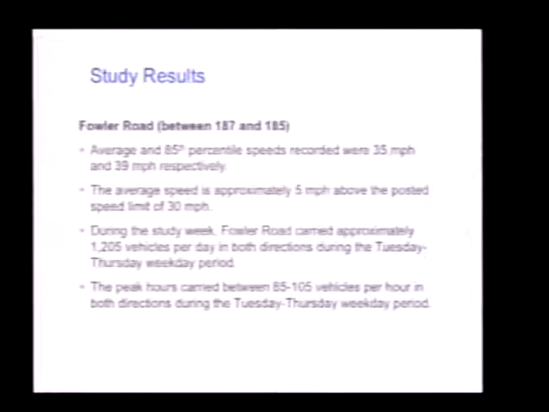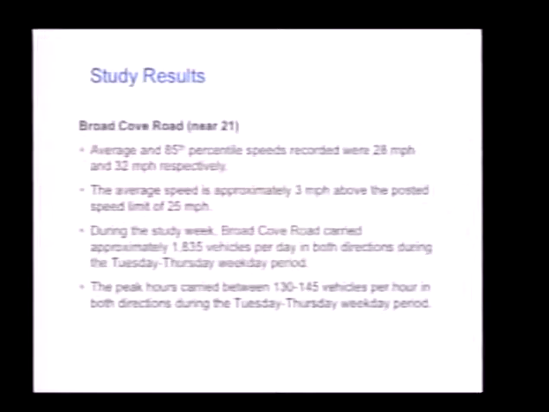Fowler Road, 35 miles per hour and 39 miles per hour for the average and 85th percentile. The average speed is approximately 5 miles per hour above the posted speed, and approximately 1,205 vehicles per day, again, combined both directions. And the peak hours carry between 85 and 105 vehicles per hour. Mitchell Road, 34 and 38 respectively for the average and the 85th percentile, approximately 4 miles above the posted speed limit, about 2,005 vehicles per day, and 140 to 185 vehicles per hour for the peak.